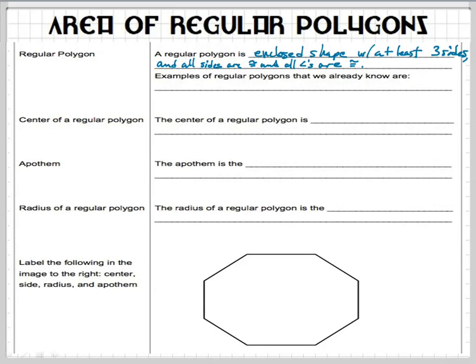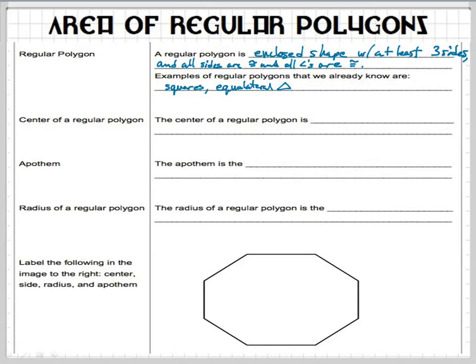Examples of regular polygons that we already know are squares, and depends on what kind of triangle you're talking about. Yeah, equilateral triangle. I'll just try to spell it. Equilateral triangle. Okay, I can't think of another one. I want to say rhombus, but how come rhombus doesn't work? Angles are not all congruent, just the opposite ones.